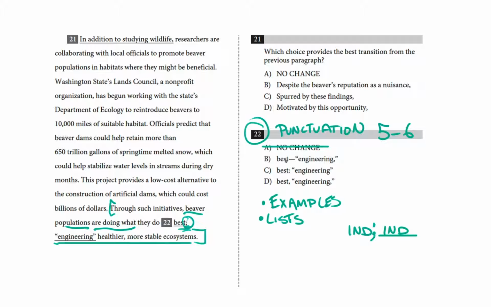Choice B, swapping out the semicolon with an em dash. Em dashes are typically used in pairs on the SAT, so I'm going to say no. That would be used for an aside rather than introducing an example. And C is a colon. It is introducing an example. Choice D is a comma, and commas don't really introduce examples in the same way that colons do. So really, your best choice is C.